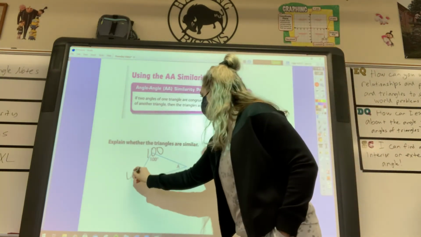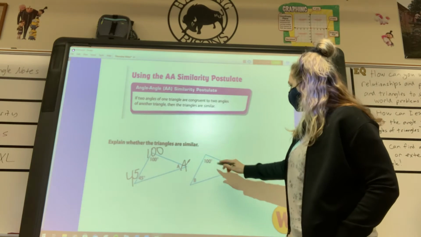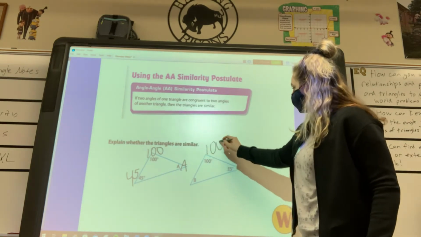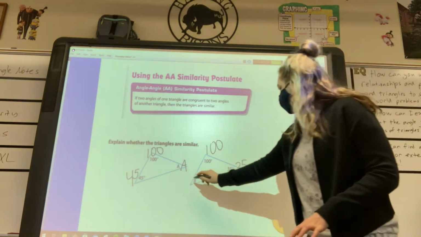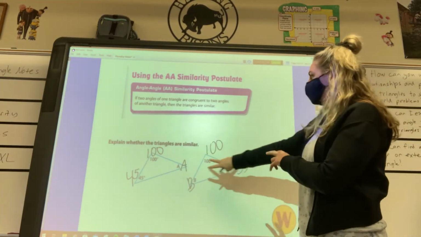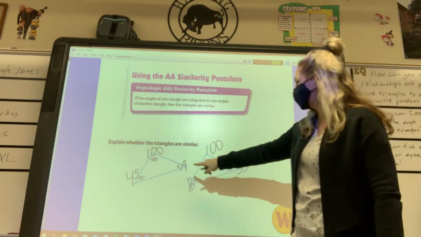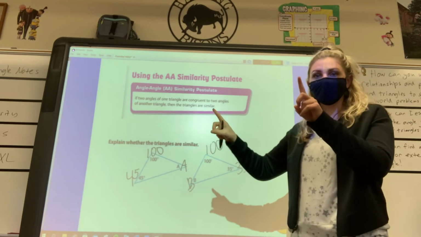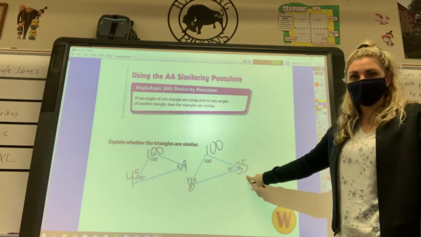This says 45. This says A, and then over here on this second triangle we have 135. So without any further math, these two triangles, according to this definition, would not be similar because this is 100 and this is 100, which are congruent. But 45 is not congruent to 35.